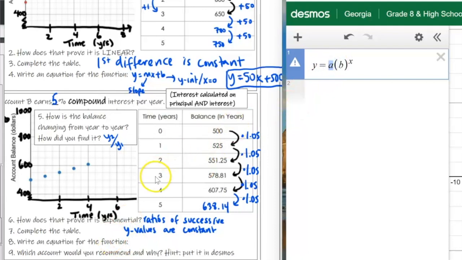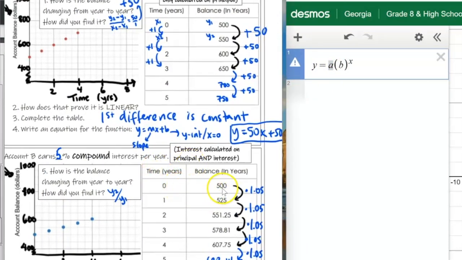So what's my a? My a is my start, which is at x equals 0, which is 500. So I'm just going to replace this one with 500. And then my b, how is it growing each time? It's 1.05. And then my x is my time. Okay, so this is my function.